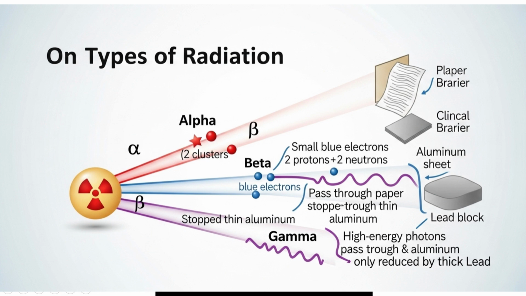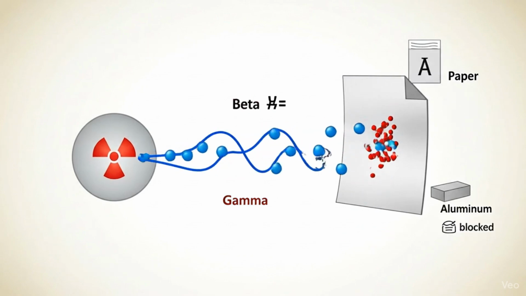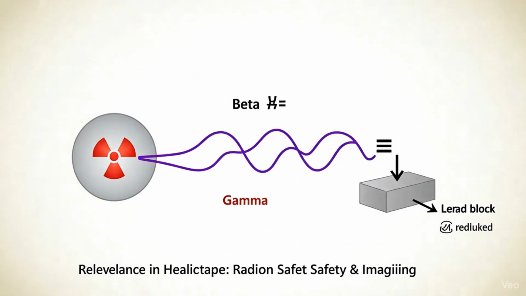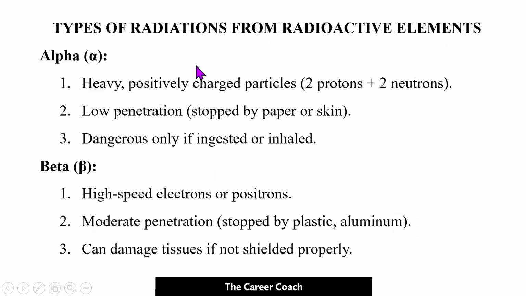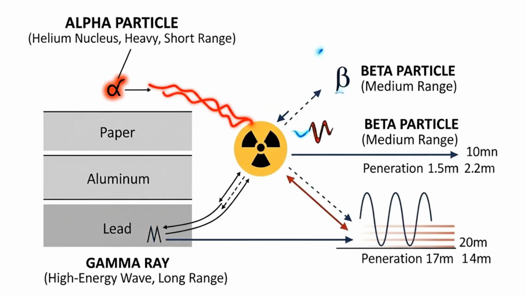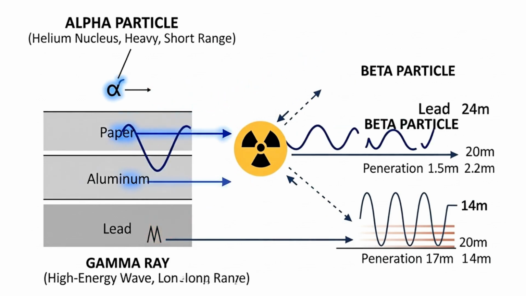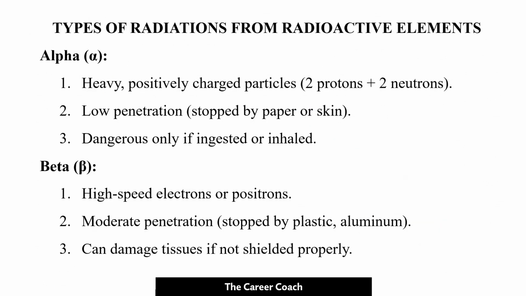Let's move to objective 3, types of radiation from radioactive elements. This will help us to dictate PPE choices and the contamination steps, including patient isolations. As we can see, there are different types of radiation from radioactive elements, and we will be looking at their characteristics and their features.